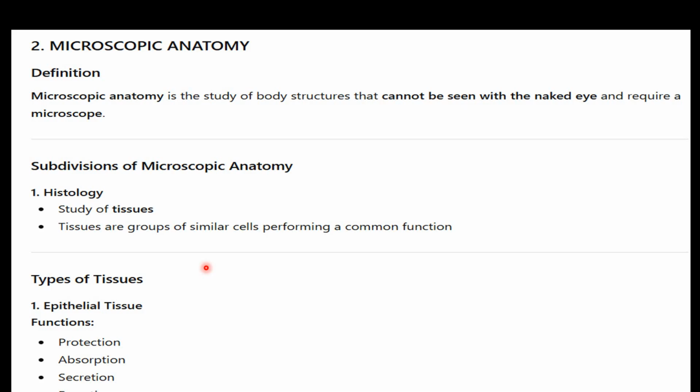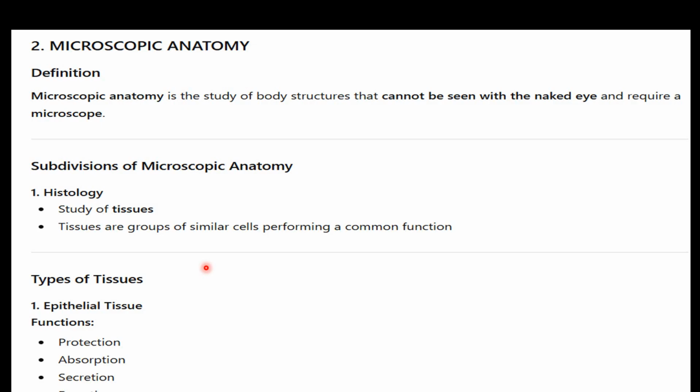So today's topic is what is microscopic anatomy. So let's see. We will go in a very simple way. Firstly, I'll explain you the definition, which is very self-explanatory. Once you read this definition, you can understand what is the exact meaning of microscopic anatomy.